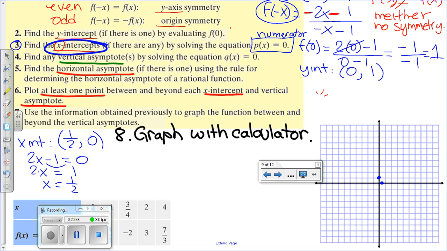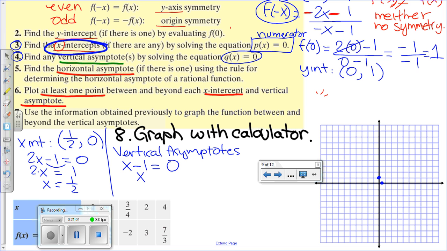Now we move on to step number 4. And so for step number 4, that is where we need to get the denominator. And that one happens to be to find the vertical asymptotes. So we take the denominator that happens to be x minus 1 equal to 0 and then solve for x. So x equals 1 will be the vertical asymptote.